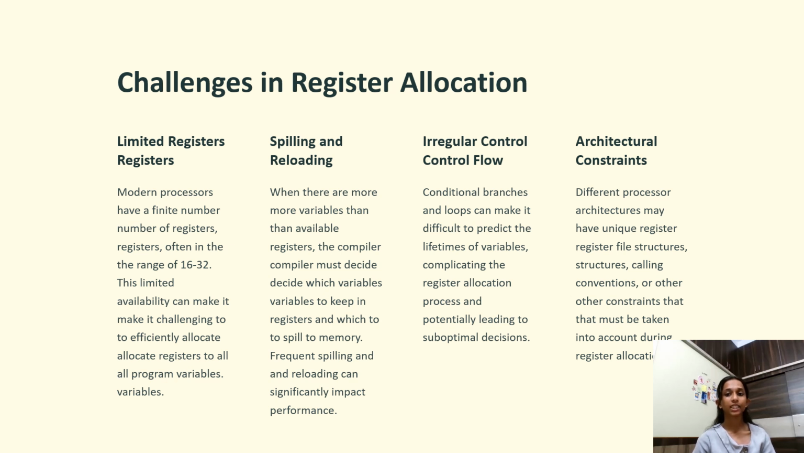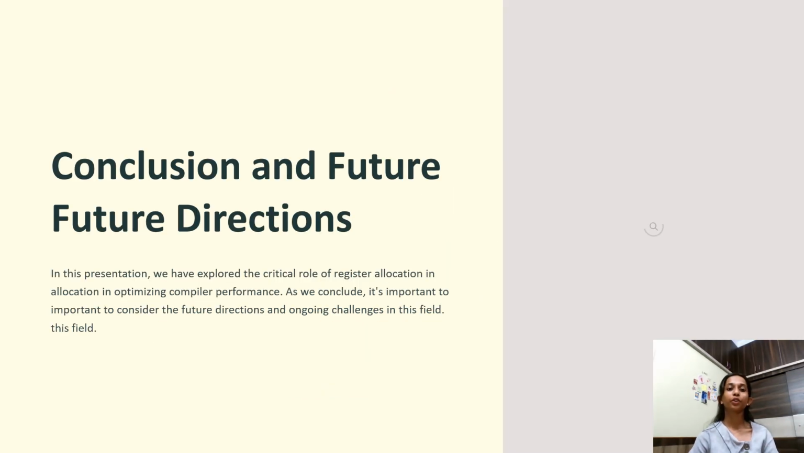And the next challenge is architectural constraints. Different processor architectures may have unique register file structures, calling conventions, or other constraints that must be taken into account during the allocation of the registers. Conclusion and future directions. In this presentation, we have explored the critical role of register allocation in optimizing compiler performance. As we conclude, it's important to consider the future directions and ongoing challenges in this field.